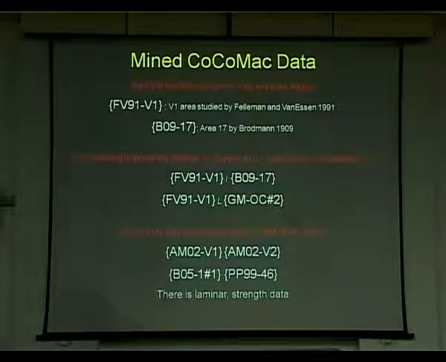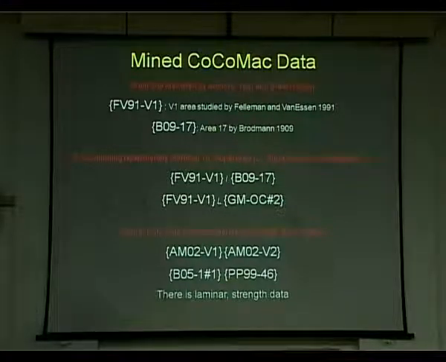So every brain site that has been studied in these 430 literature reports has been labeled according to the author who studied it, the year it was studied, and whatever nomenclature they used to describe the site. So if Dorfman used area 17, they use area 17, and if Felleman and Van Essen used V1, they use V1.